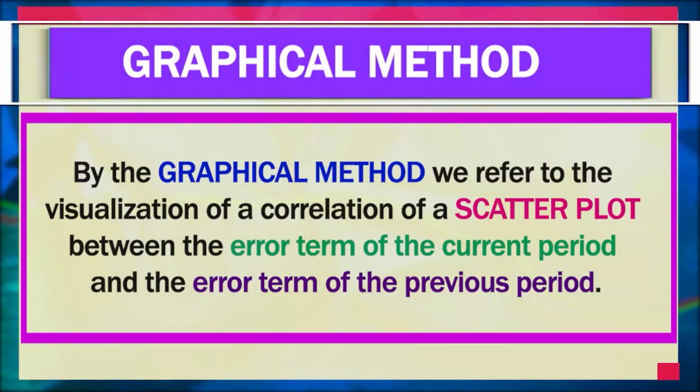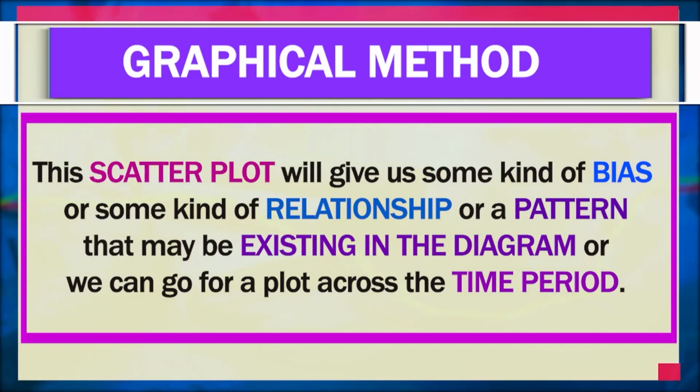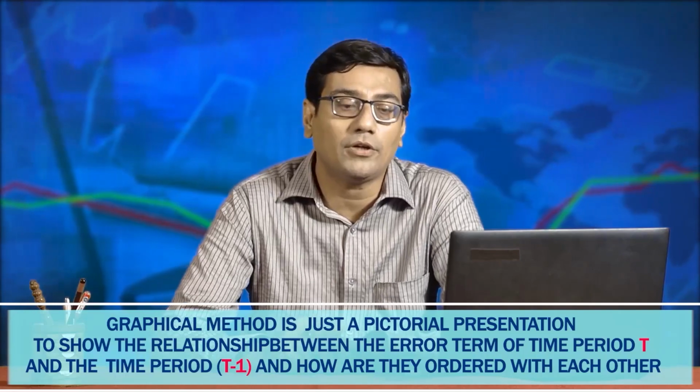By the graphical method, we refer to the visualization of a correlation or a scatter plot between the error term of the current period and the error term of the previous period. This scatter plot will give us some kind of bias, relationship, or pattern that may exist in the diagram, or we can go for a plot across the time period, and then also we can get some resemblance of the data. The graphical method is just a pictorial representation to show the relationship between the error term of time period t and time period t minus 1, and how they are ordered with each other.